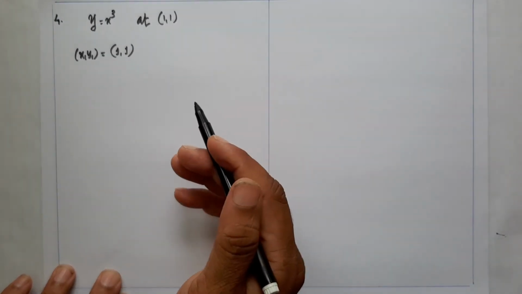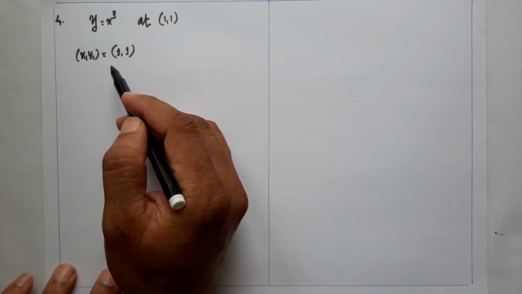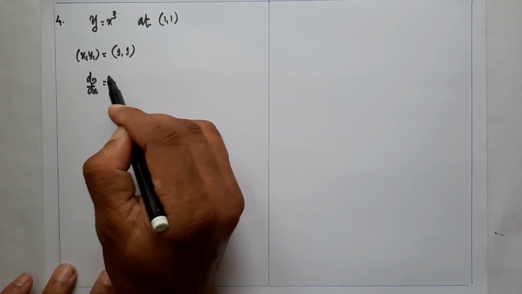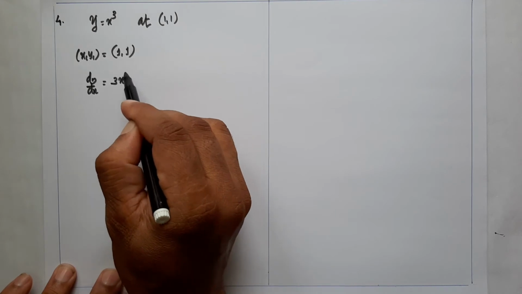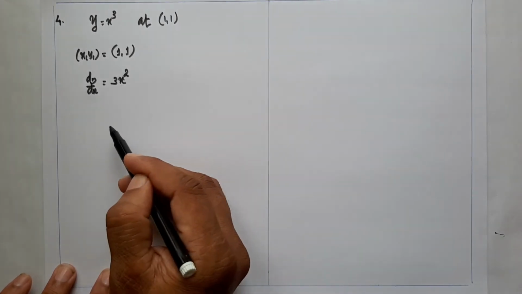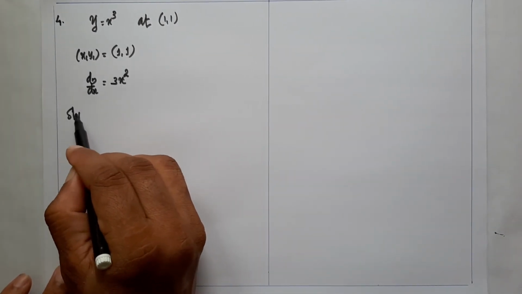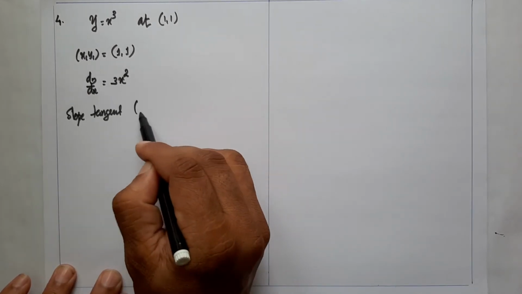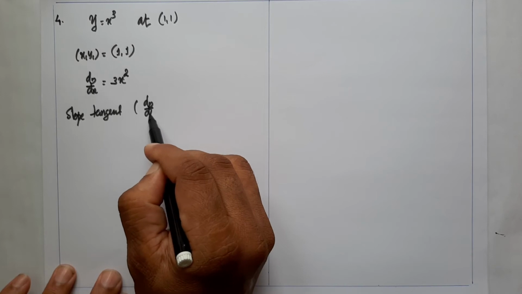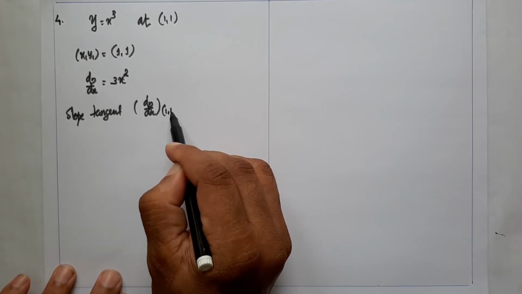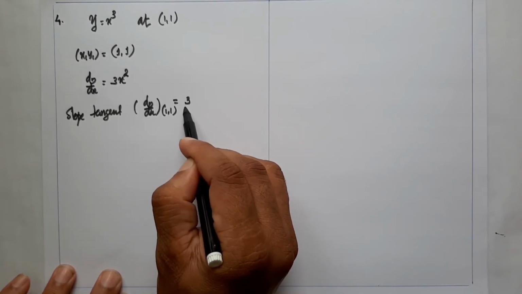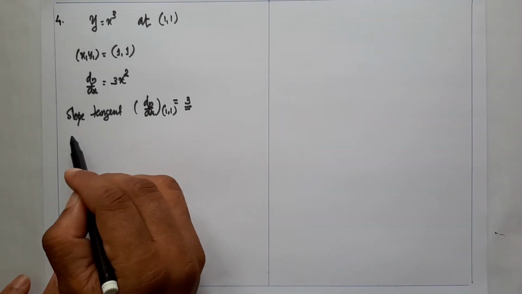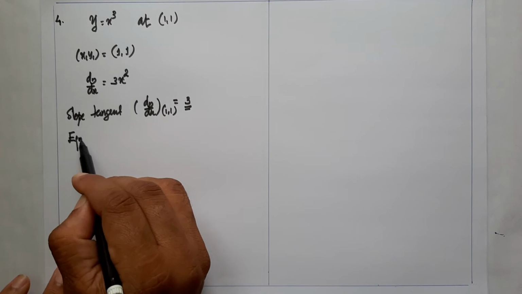Before finding the equation, first of all we find the slope of the tangent. That is, first we find dy by dx. You know the derivative of x cube is 3x square. Therefore, the slope of the tangent is dy by dx at 1, 1, which is equal to 3 into 1 square. Now we form the equation of the tangent.